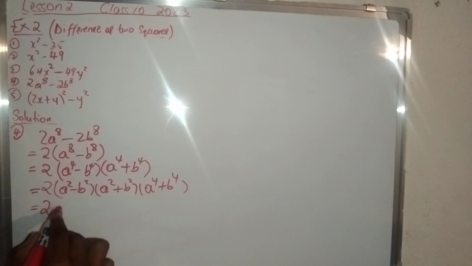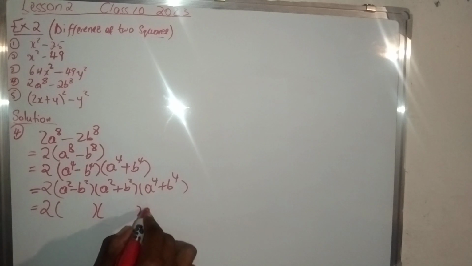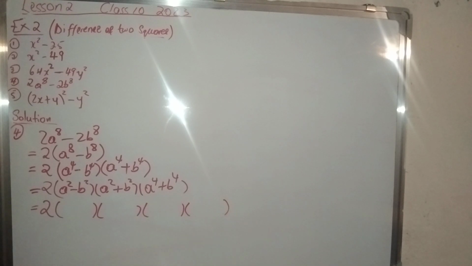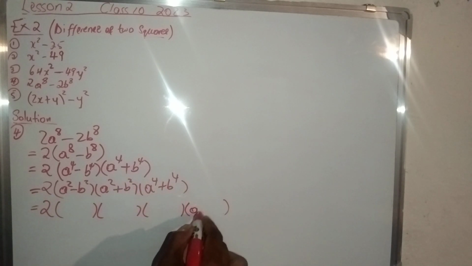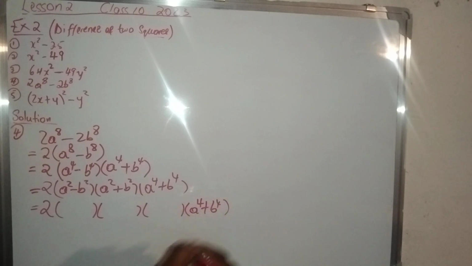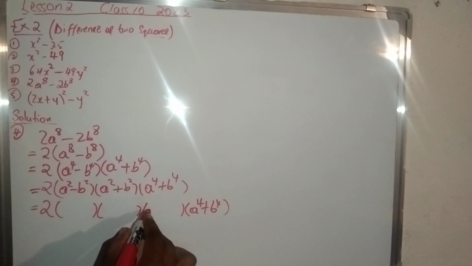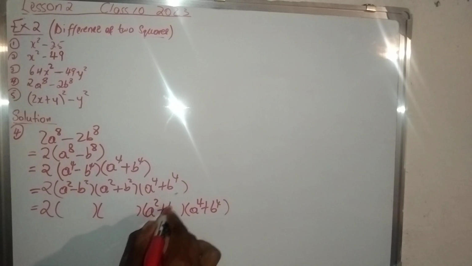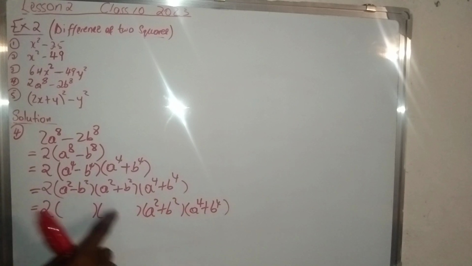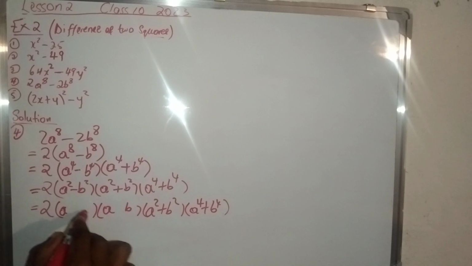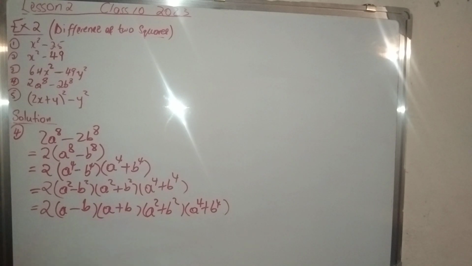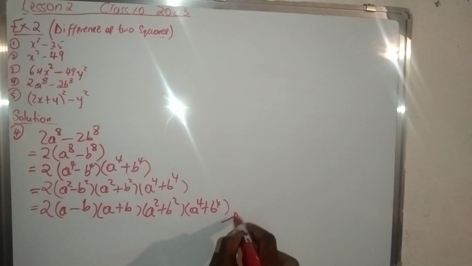So we open and close brackets, and open and close. These brackets are for these two terms, plus b to the power 4, and these brackets for these two terms, a squared plus b squared. And then these two brackets are for this one, so it must be a and a, b and b, minus and plus. And then we are done. This one is factorized now.